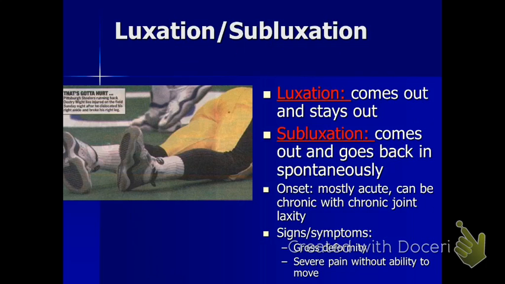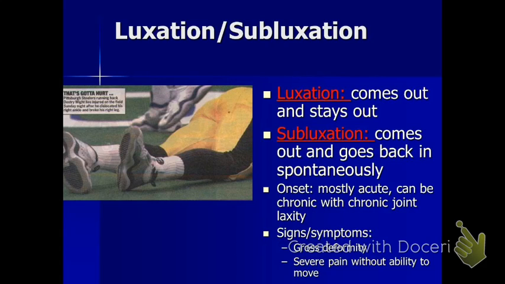Another common medical emergency that you might encounter in the musculoskeletal system would be luxation or a subluxation. And remember, we define luxation as a bone coming out of its place and staying out of its place permanently until it's actually relocated. And then we've also defined subluxation, which is where the bone comes out of its socket and then goes back into its socket spontaneously, so it doesn't require anyone with medical expertise to relocate it.